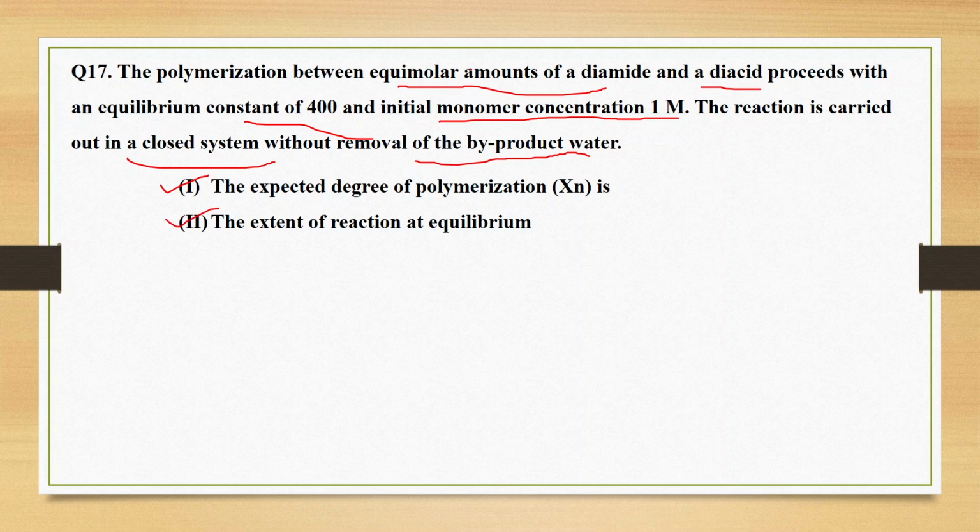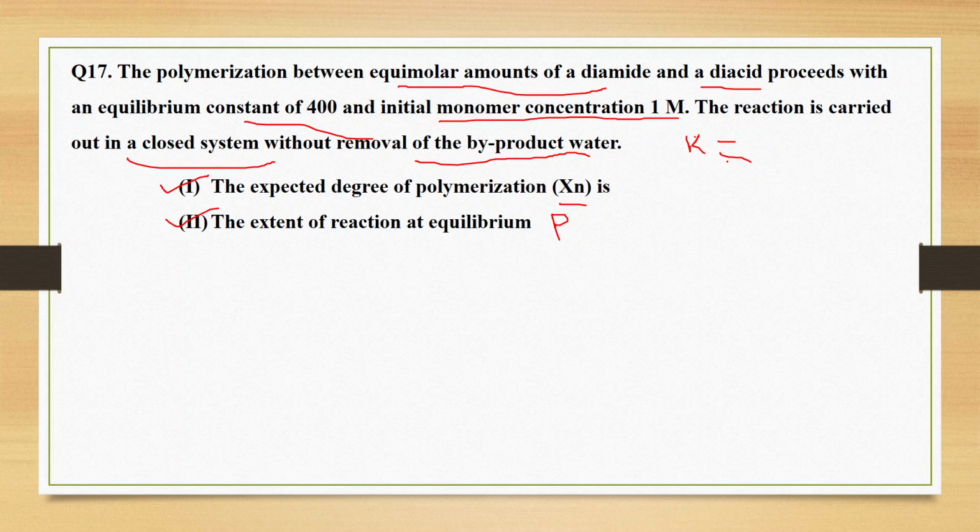Now there are a few points that you have to consider: they are equimolar amounts. The equilibrium constant, or K value, is given as 400. The initial monomer concentration is given. Also, it is a closed system. You have to be very careful. Obviously, only in a closed system will the equilibrium exist. Otherwise, if you take out the water, the equilibrium will no longer be valid. So there is an equilibrium. You have to calculate Xn, and extent of reaction at equilibrium means you have to calculate P as well.